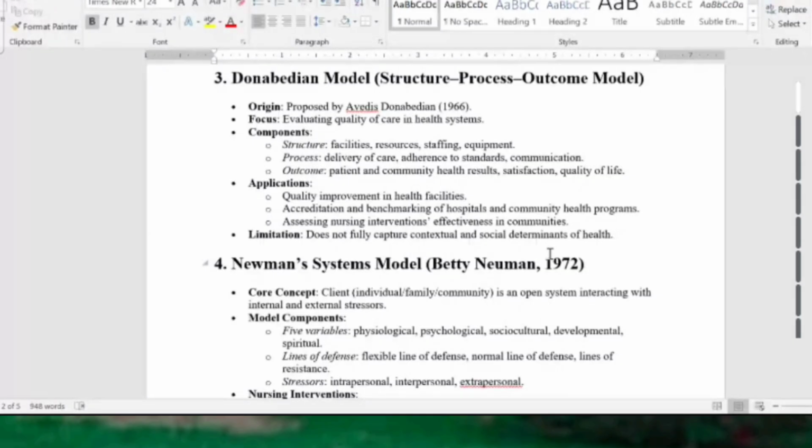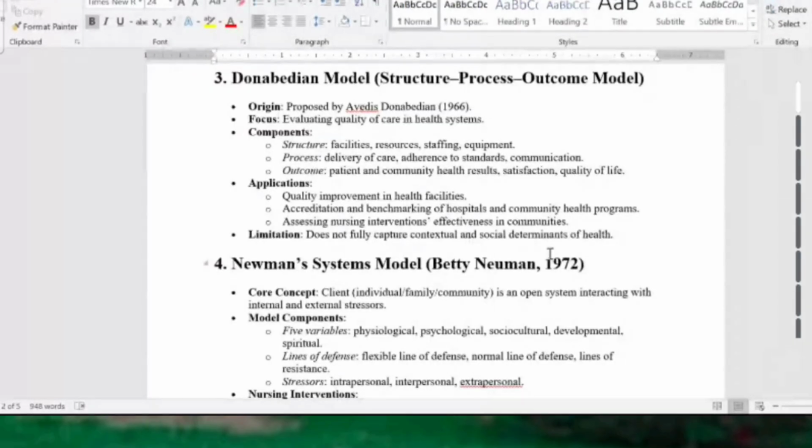Then after that, we have got the outcome. When you're talking of the outcome, basically we are talking of the patient and community health results. Are the patients satisfied with the services that we are offering? When you're talking of satisfaction, can they come and even attest to it? We normally talk of an exit questionnaire. You have got the initial questionnaire and then the exit. What can they recommend about that particular service?